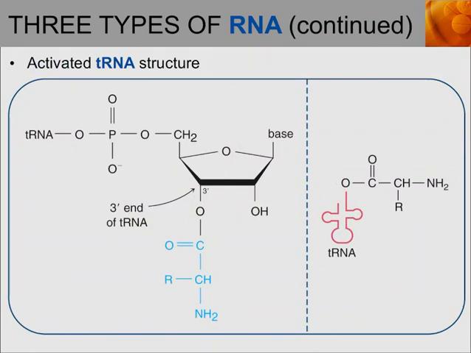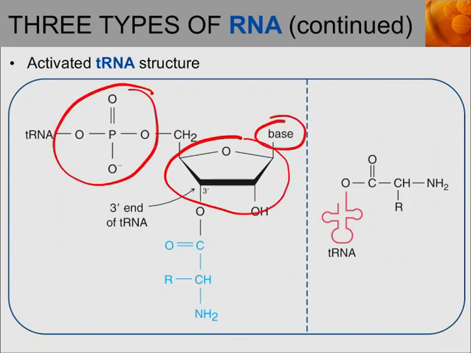All right, so we've got a similar structure here to our nucleotide, right? Remember, RNA has ribose, its sugar. It has a nucleotide base, and then phosphate. So this is our tRNA structure. And then on the 3' end, so the third carbon in the ribose structure there, we have our amino acid.